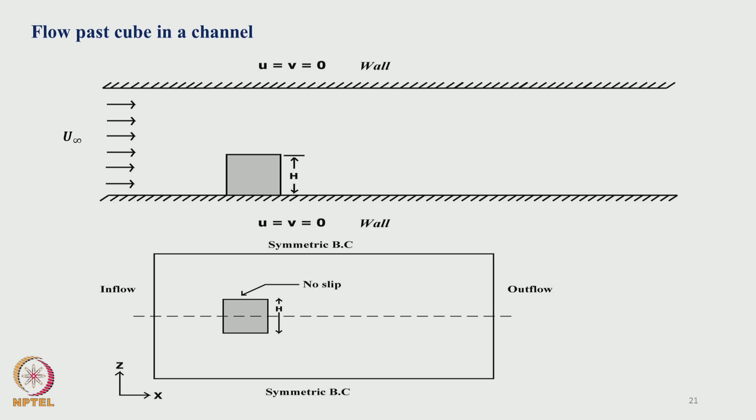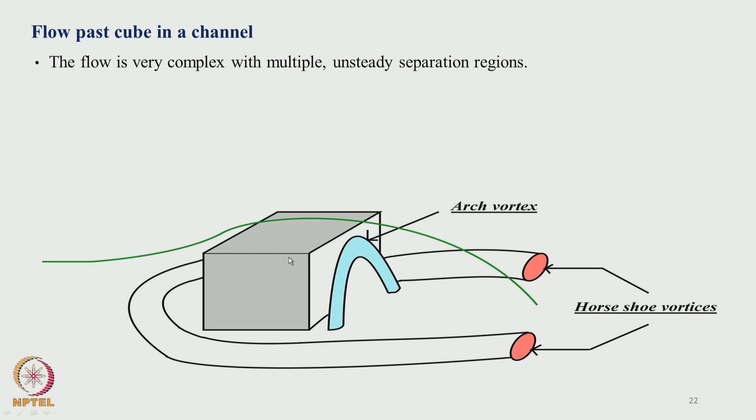The next problem is flow past a cube mounted in a channel, and you see two views of the same problem. Here is a channel, so the upper is a wall and the lower is a wall, and there is a cube fixed to the bottom wall, and if you see from the top, you see that it is mounted at the center in the z direction, and u infinity is the incoming velocity. Here it is shown as a uniform velocity, but it can also be a parabolic velocity profile. Now, why is it so complex? The geometry is very simple.